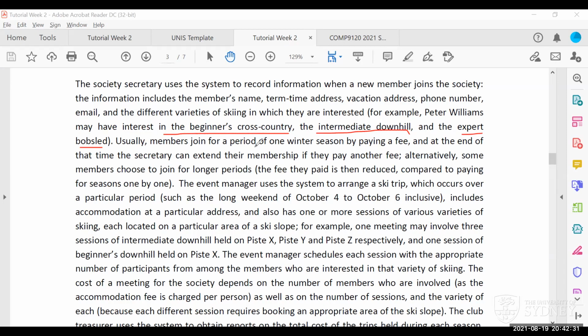So a member can join for one winter season by paying a fee. And then at the end of that period, the membership can be extended by paying another fee. Or they can also join for a longer period. So they can just join for one season, but they can also join for multiple periods or longer periods. If they join for longer periods, then they get a fee reduction, compared to paying season by season.